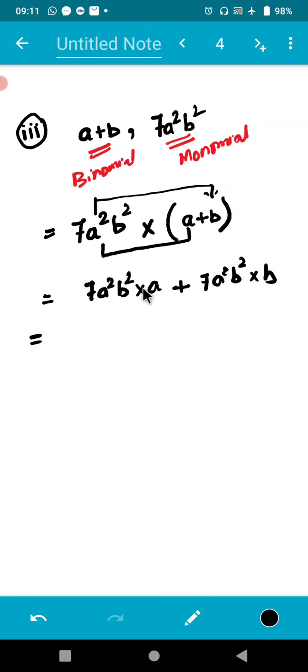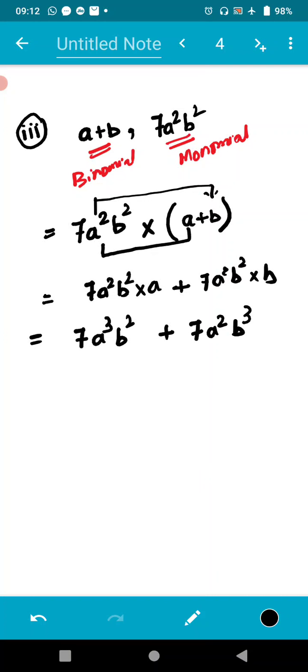A is having 1 as a numerical coefficient, so 7 ones are 7. How many A's are there altogether? A square and A, that means 3. So we'll write A cube. There is no B, so we'll write B square. Now what about this one? So B is having 1 as a numerical coefficient, so 7 ones are 7. How many A's are there? Only 2. And how many B's are there altogether? That is 2, and here 1. So altogether we have 3B. So this is the final solution of sum number 3.